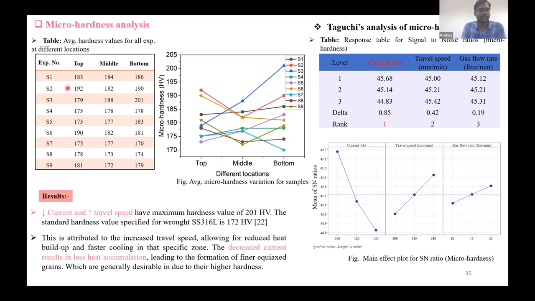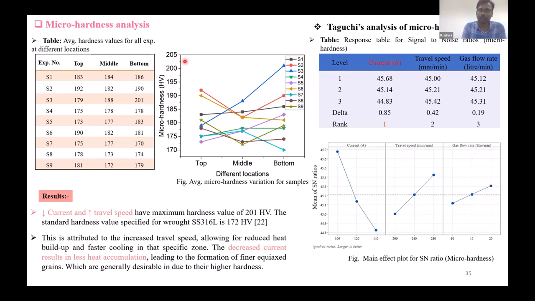So at the top regions, we can see a variation of up to 190 HV and some 180 HV in the middle zone, and in the bottom zone, we can say 170 or 190 HV. Approximately, we are calculating at one particular stretch, and if we see the specimen at different stretches, then definitely in different zones, different sections of the wall, the hardness is also varying.